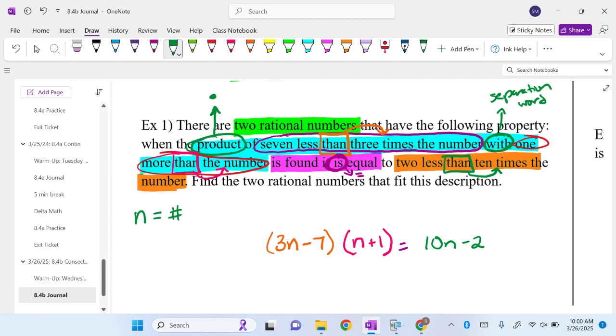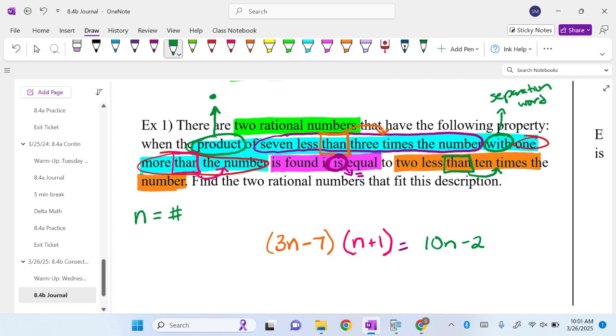So guys, the hardest part is setting up that initial equation. So do what I just did. Break it apart, all right? Find those key words. The biggest key words that we found were product, with, your thans, and is. Those are your key words because those show you where your separations are, all right? It also shows you where you start with each of your expressions.